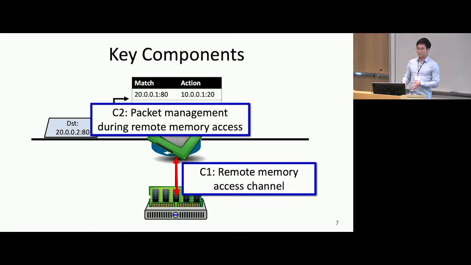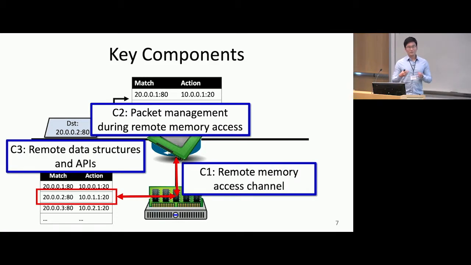Also, if the data plane wants to modify a packet based on the remote contents, the data plane may need to keep the packet during the remote memory access. Lastly, we need a remote data structure and corresponding API so that the data plane can use the remote memory data structure just like a local memory data structure.